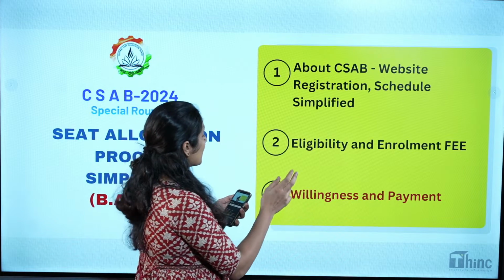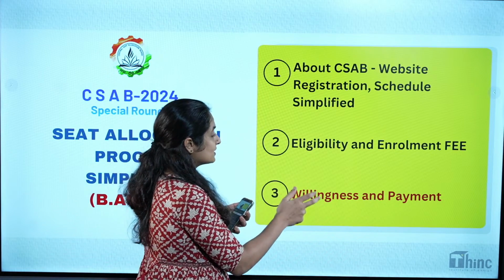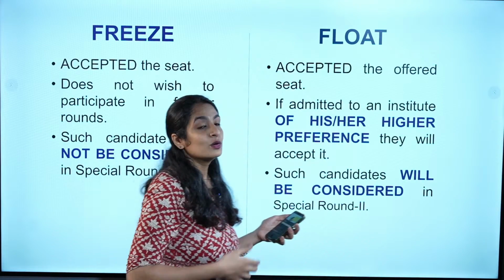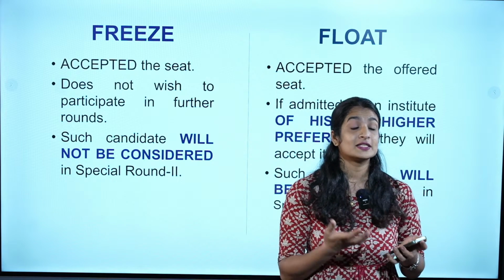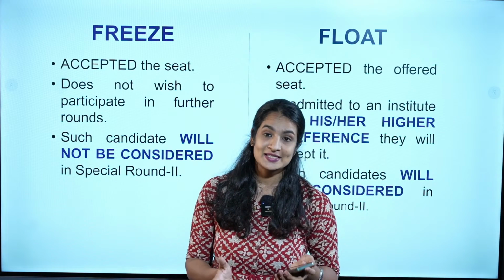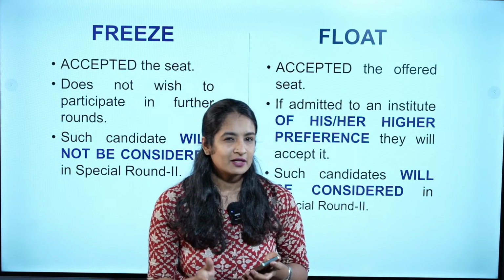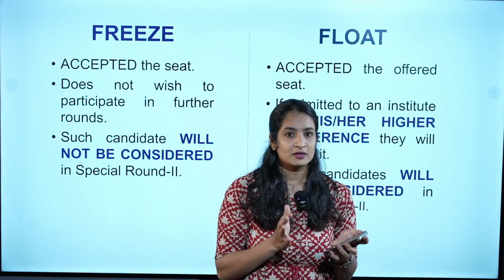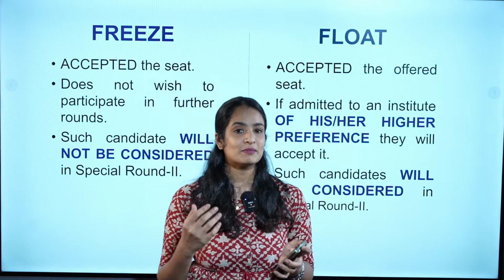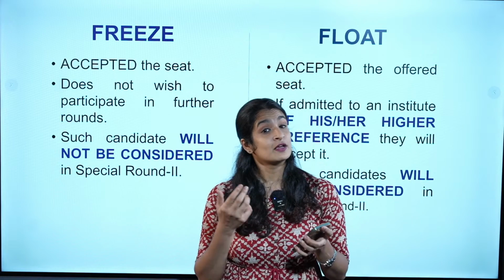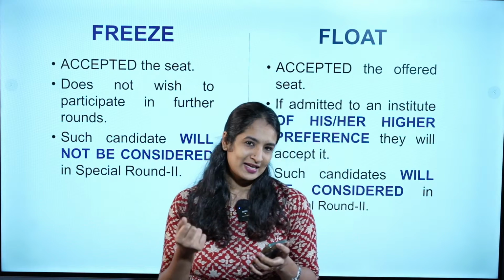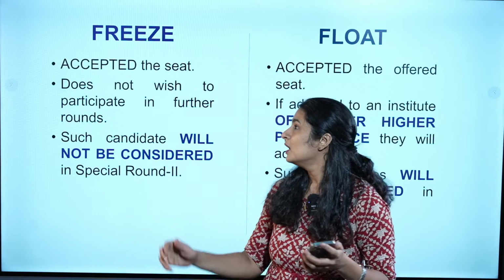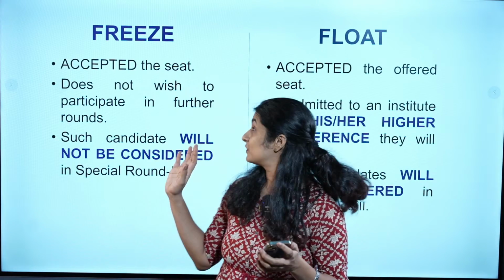Okay guys, so the third portion is willingness and payment. When do you give willingness? Once CSAB has allotted you seats, that's when you have to decide if you want to accept that seat or not. You have multiple options like freeze, float, slide. You're familiar with freeze, float and slide, right? We have done it so far. So I'll just go through freeze, float and slide.